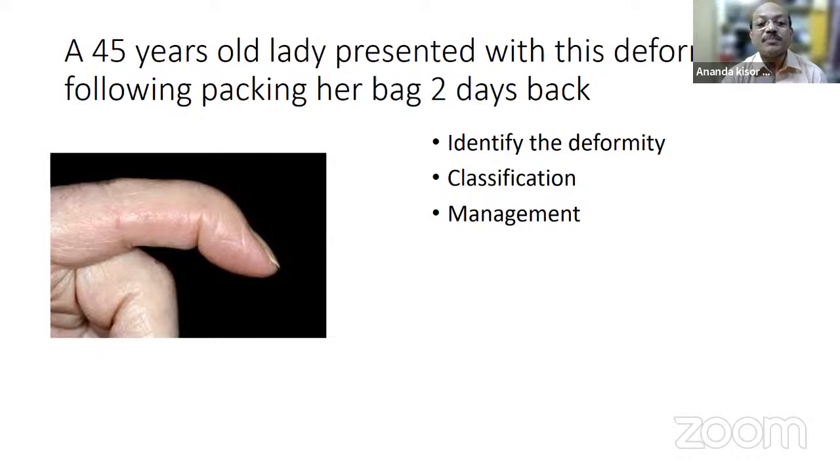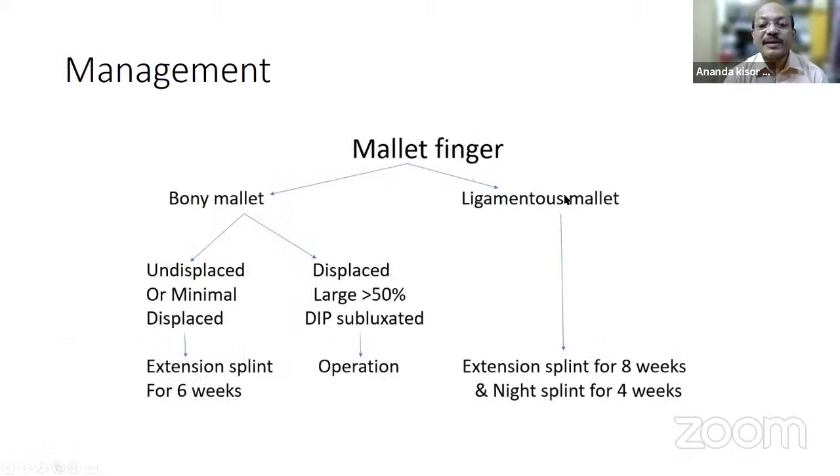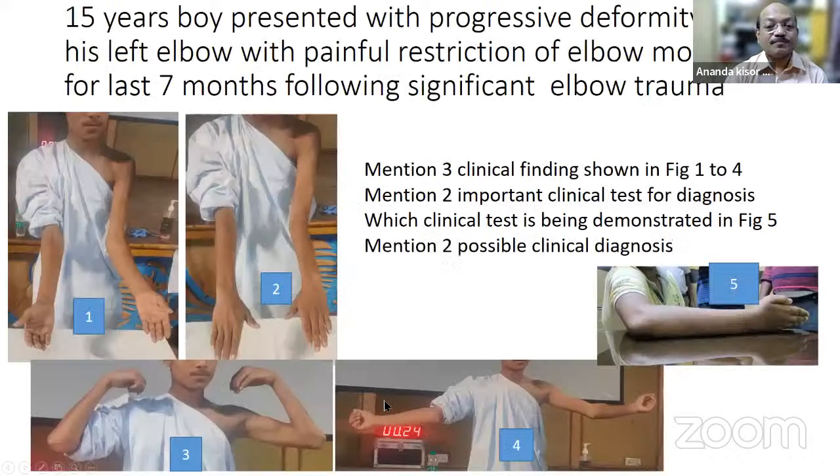Now the classification is the bony and the ligamentous mallet. Ligamentous mallet is prognostically worse than the bony mallet, and it requires extension splint for 8 weeks, followed by the night splint for 4 weeks. Bony mallet, if it is undisplaced or minimally displaced, can be treated by the extension splint for 6 weeks. If it is displaced with a large fragment, more than 50%, or DIP subluxated, it requires operative fixation.